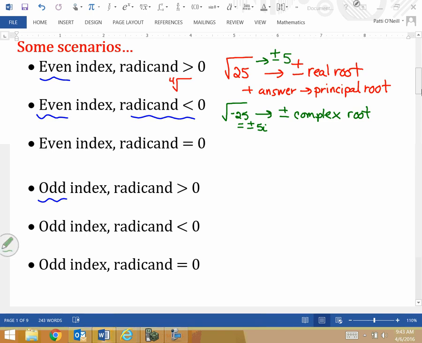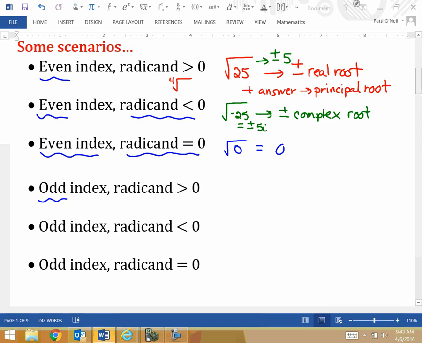The next scenario, and the last scenario for an even index, would be to have an even index and a radicand of 0. So that would be something like the square root of 0. And the square root of 0 is equal to 0. We automatically get 0 whenever that radicand is equal to 0. So those are the three scenarios for even index type problems.